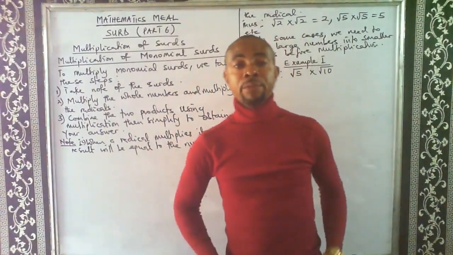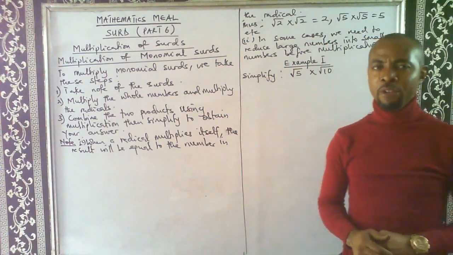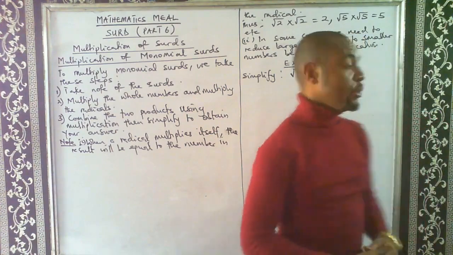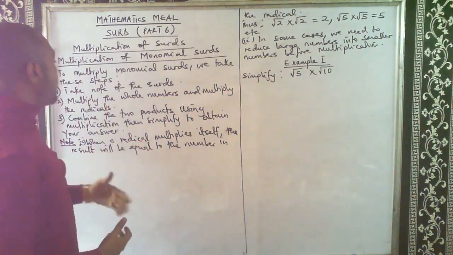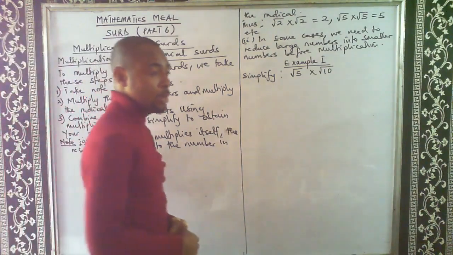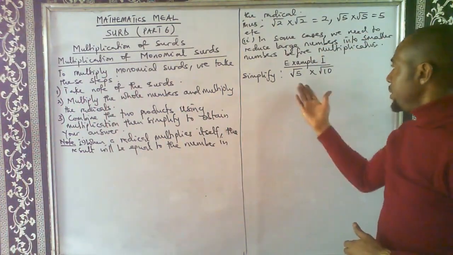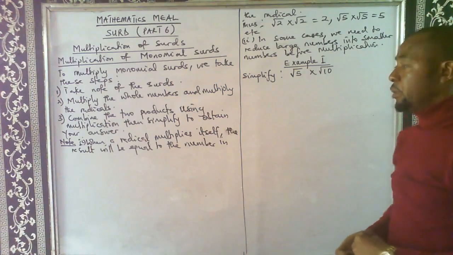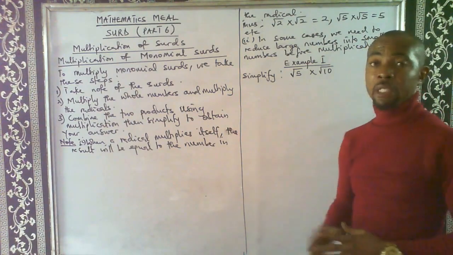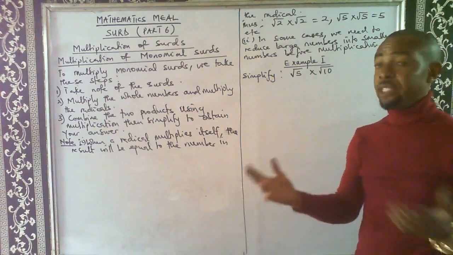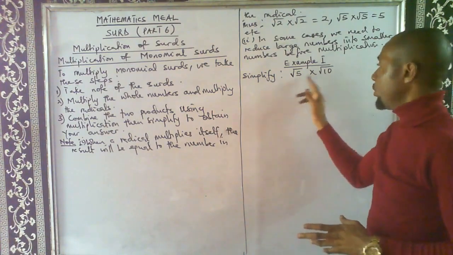Alright, welcome back. I believe that you enjoyed that short break just to help you relax. Alright, we have to continue with the concept of multiplication of monomial surds. Remember that we just gave these steps before we went on that short break. So let's apply these steps in multiplication of monomial surds. Remember, I've already asked you to look at the first video, surds part 1, so that you understand what we mean by monomial surds. We have already said that monomial surds are surds that contain just one term.